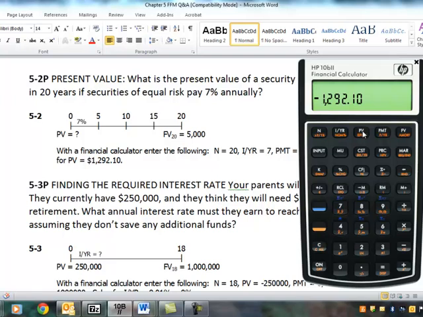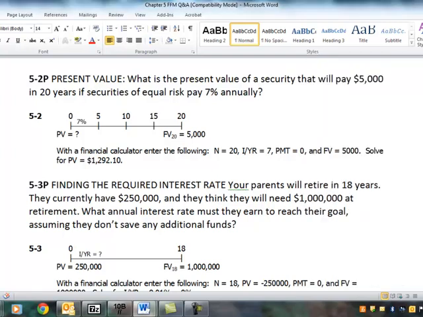$1,292.10. It's negative because it reflects the fact that we're putting money into an account and we're letting it ride for 20 years and not touching that money. And we'll be gaining a positive $5,000 in 20 years. So hit Shift, Clear All to clear the calculator.